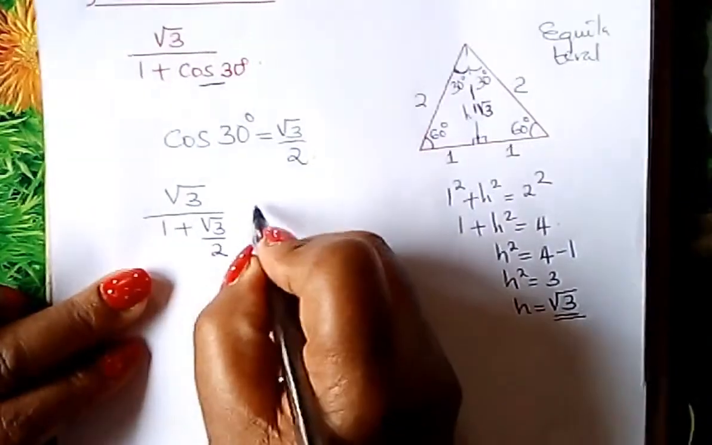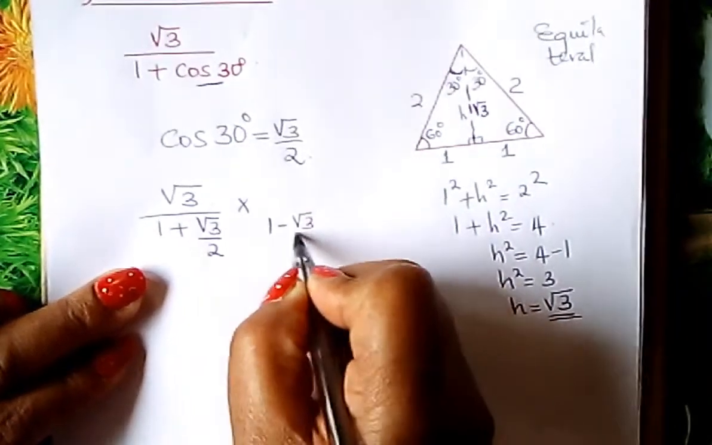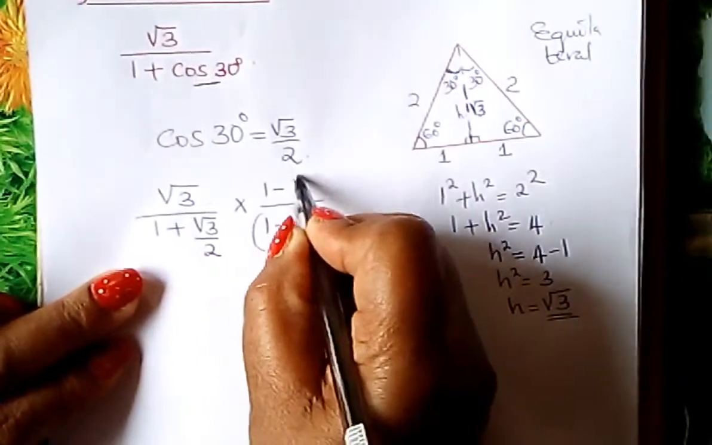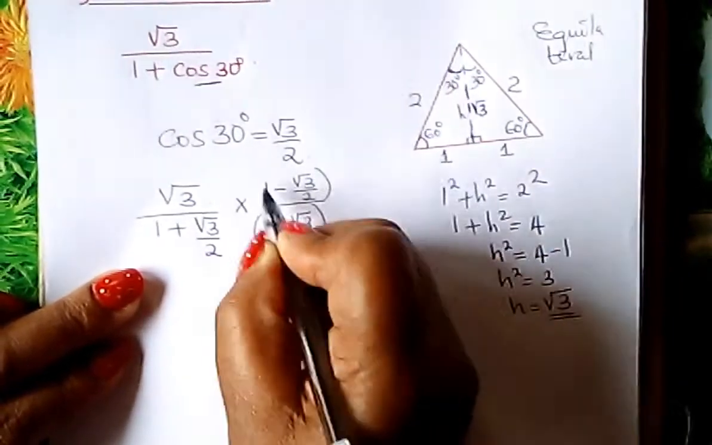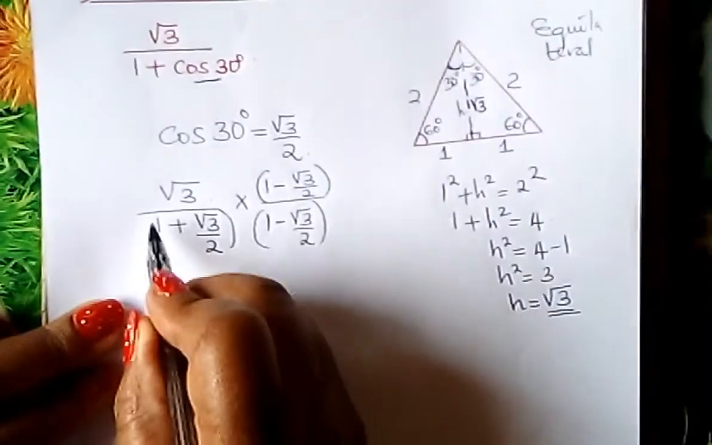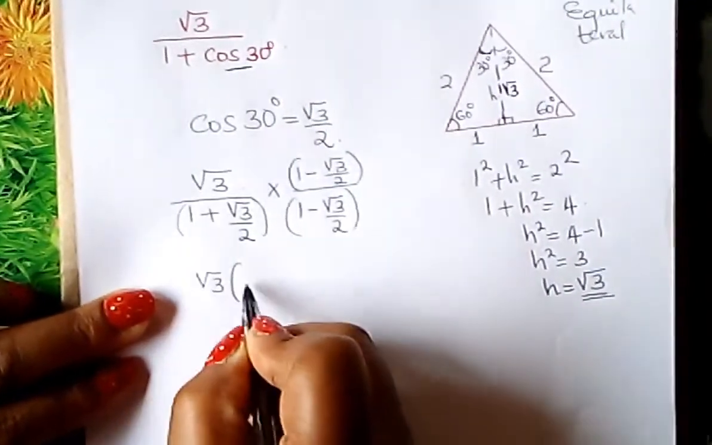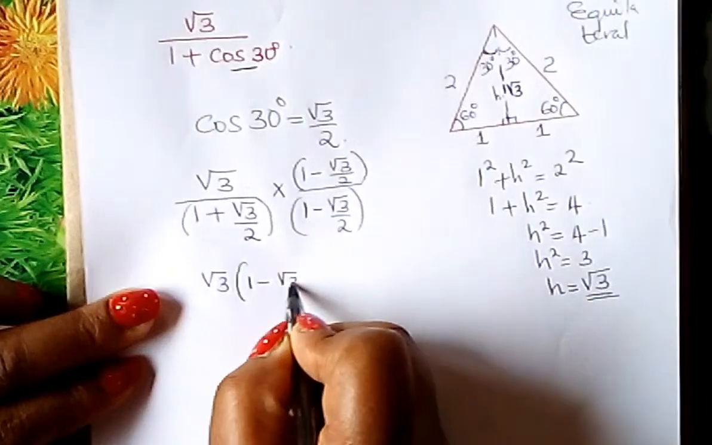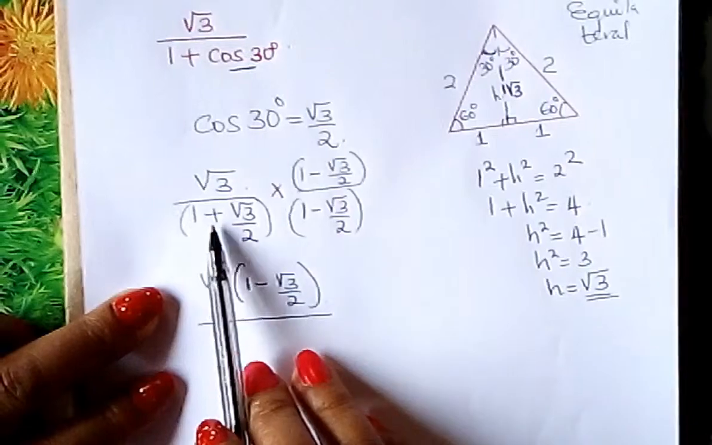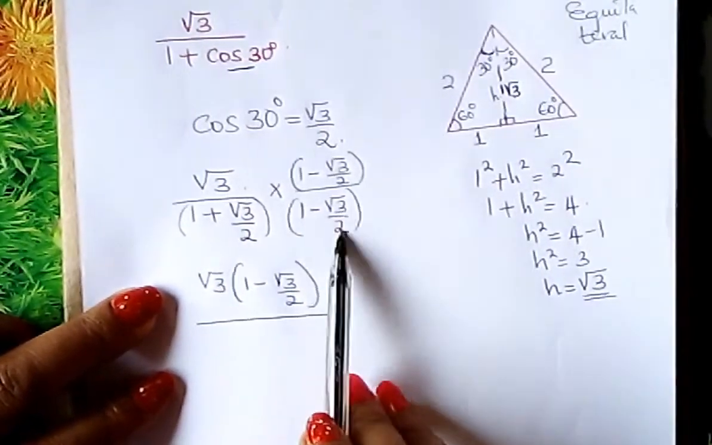From there, learner, you multiply with the conjugate. The conjugate is 1 minus root 3 over 2 down there. And up here, you also do the same, the conjugate. The sign changes. If this was positive, this is negative. So we now multiply this, learner. We have root 3 multiplying 1 minus root 3 over 2, divided by what, learner? We can multiply this out. This is 1 plus root 3 over 2, and this is 1 minus root 3 over 2.